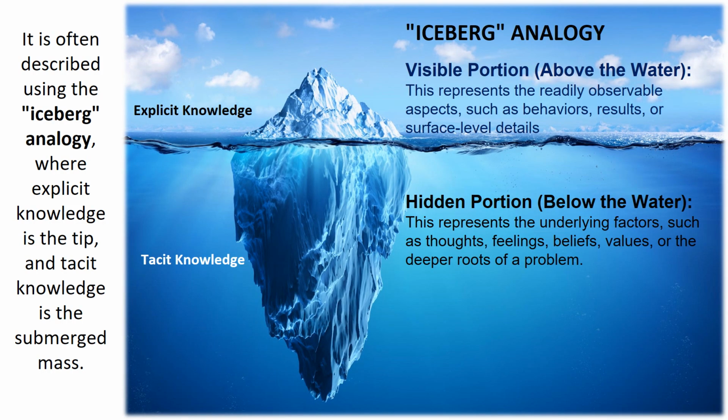Just have a look at the iceberg analogy, where the visible portion that is above the water represents the readily observable aspects such as behaviors, results, or surface level details. On the other hand, the hidden portion that is below the water represents the underlying factors such as thoughts, feelings, beliefs, values, or the deeper roots of a problem. Similarly, explicit knowledge is the tip and can be easily articulated, written down, and shared. It can be found in documents, databases, manuals, and procedures.